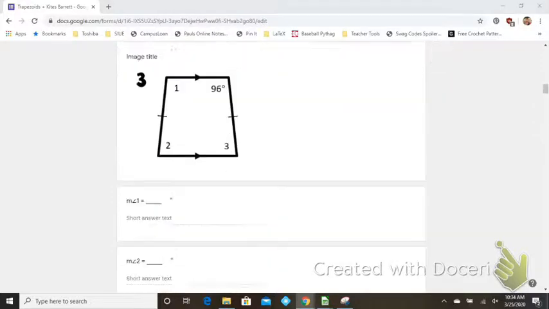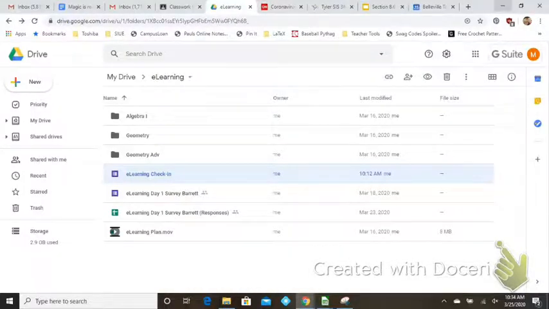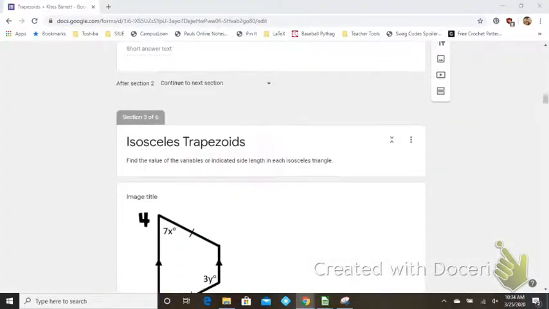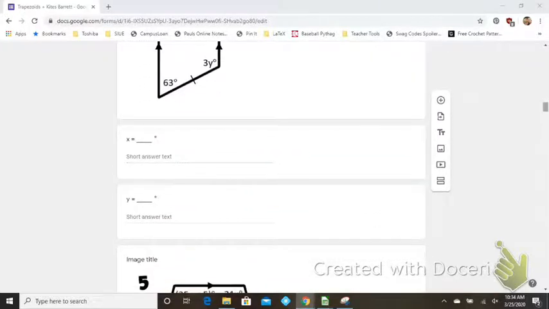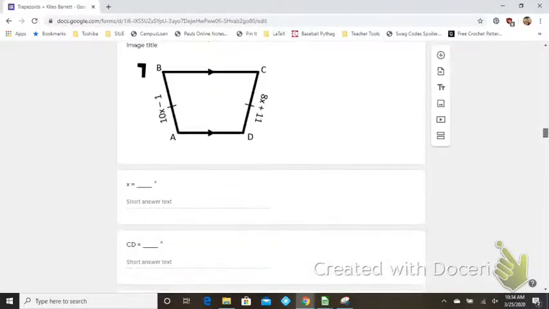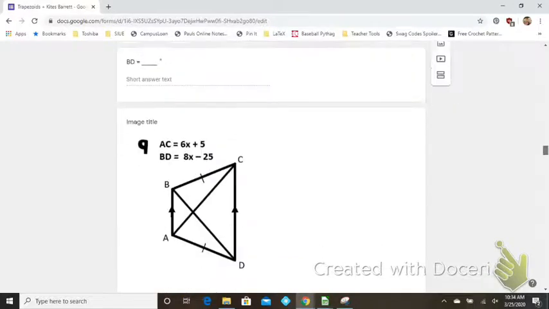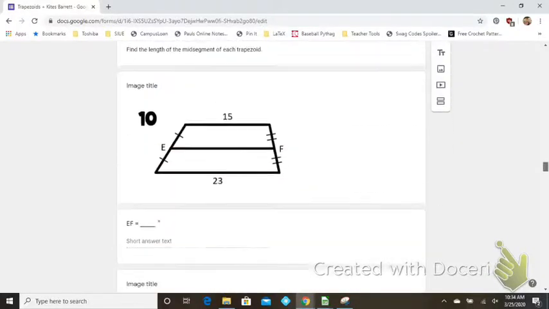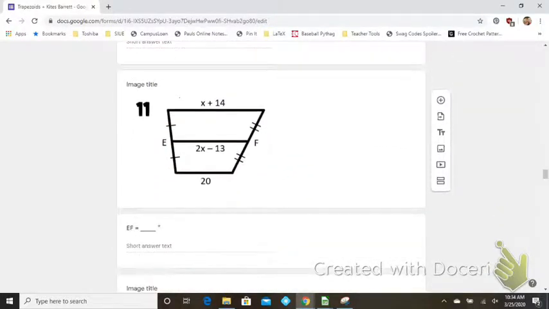All right, the first question that I'd had a request for was number 11. So on number 11, we have a trapezoid. We've got the mid segment shown. Okay, so EF is our mid segment.